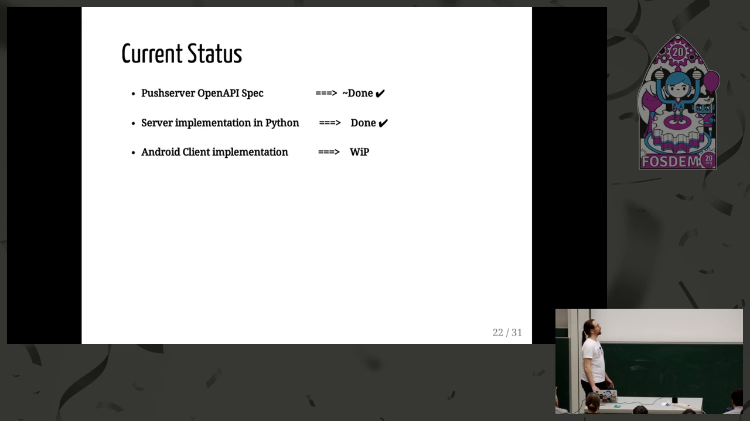Then there's an Android client implementation, which is still a work in progress. Android, especially Android IPC, different apps talking to each other, is not the easiest to work with, I found. So this is still ongoing. And then there's the corresponding client library, which other apps would use to register for push notifications on your phone. This is developed alongside the Android push client. It's also still a work in progress.